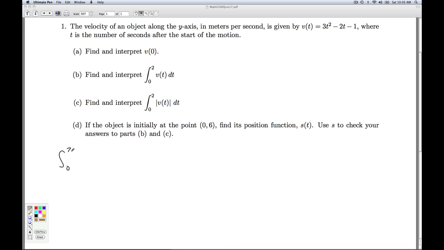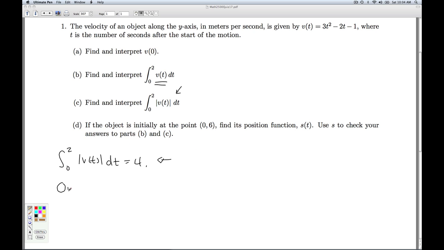So the integral from 0 to 2 of the absolute value of v of t dt is 4. And now the question is, what's that represent in terms of the object and its motion? Well, as we discussed in class, v of t is the velocity of the object. That gives you the speed and the direction. The direction is either plus or minus. So when I take the absolute value of that velocity, I'm getting just the speed. The integral of the speed gives you the total distance traveled.